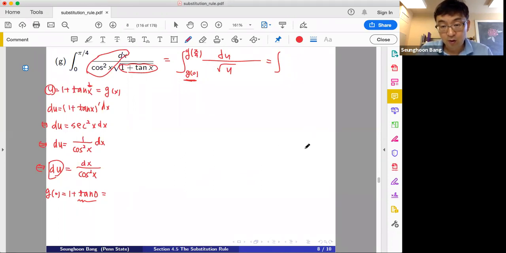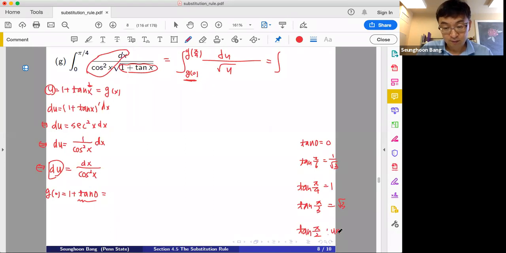Here, we know this kind of thing. Tangent of 0 is 0. The tangent of pi over 6 is 1 over root 3. Tangent of pi over 4 is 1. Tangent of pi over 3 is root 3. Tangent of pi over 2 is undefined. You need to know these special angles for the tangent function. So tangent of 0 is just 0, and we have only 1. So this is 1.